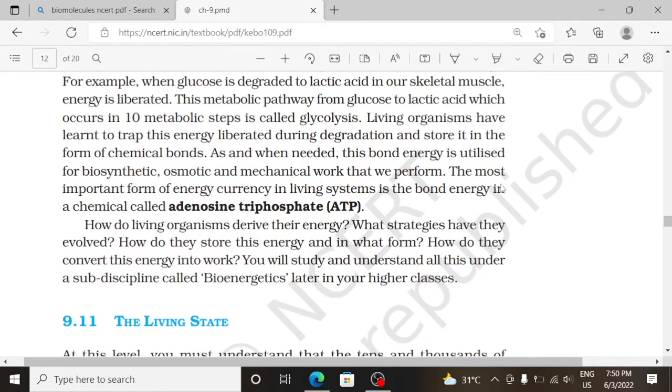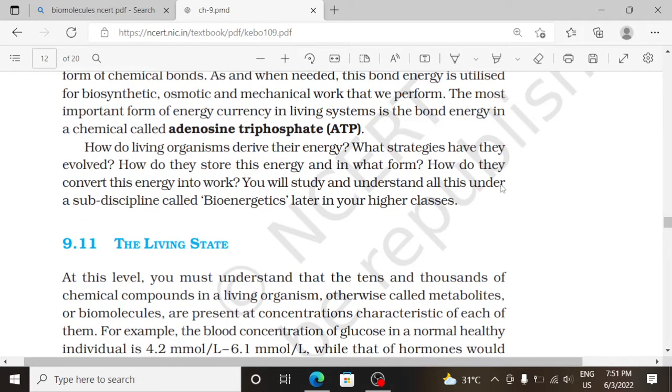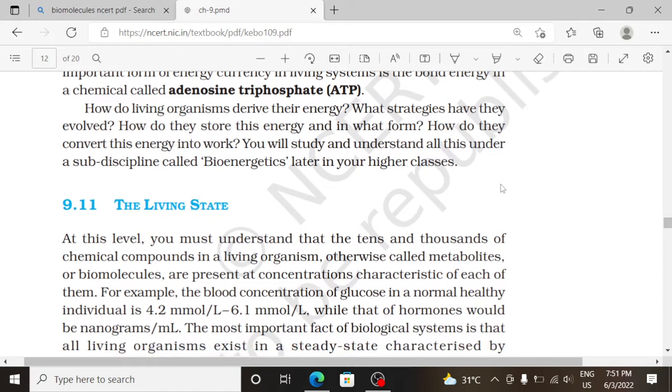Living organisms have learned to trap this energy liberated during degradation and store it in the form of chemical bonds as and when needed. This bond energy is utilized for biosynthetic, osmotic and mechanical work that we perform. The most important form of energy currency in living systems is the bond energy in a chemical called adenosine triphosphate, ATP. How do living organisms derive their energy?